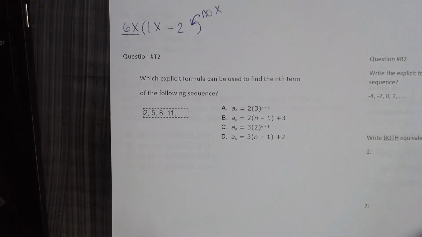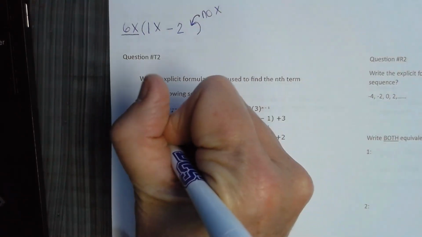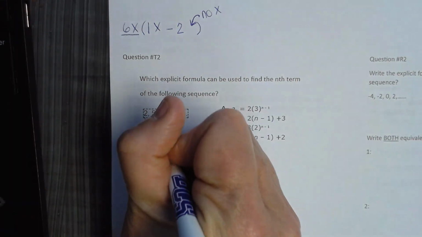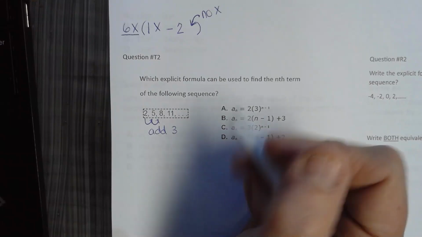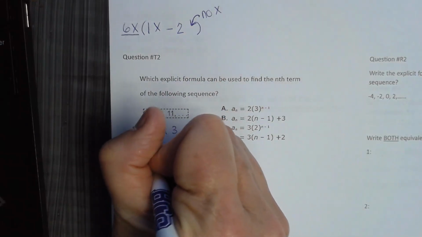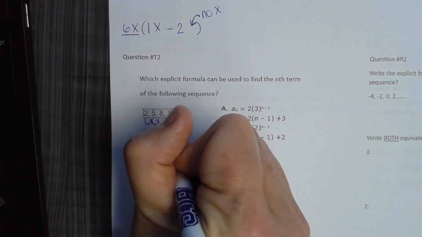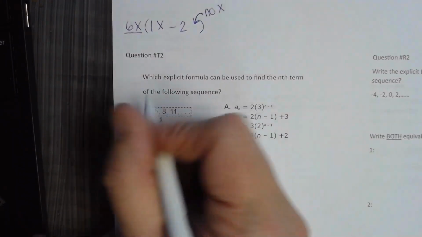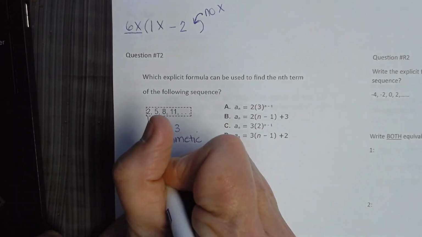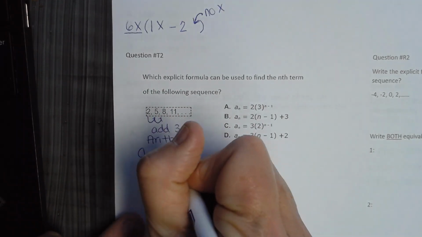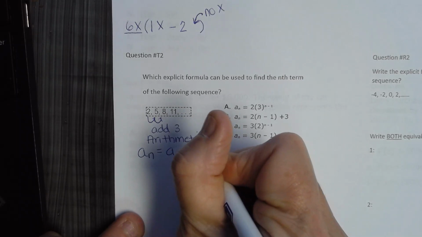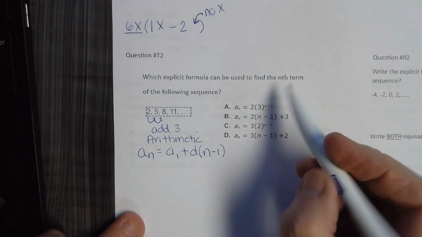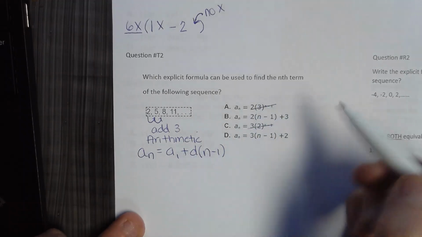Okay. Sequences, the first thing I want to do is figure out what my pattern is, and my pattern is adding 3. So since I'm adding and subtracting, it is arithmetic. And my formula for arithmetic is a sub n equals a sub 1 plus d parentheses n minus 1. So notice these are geometric, so we know they're out. So we're down to these two.